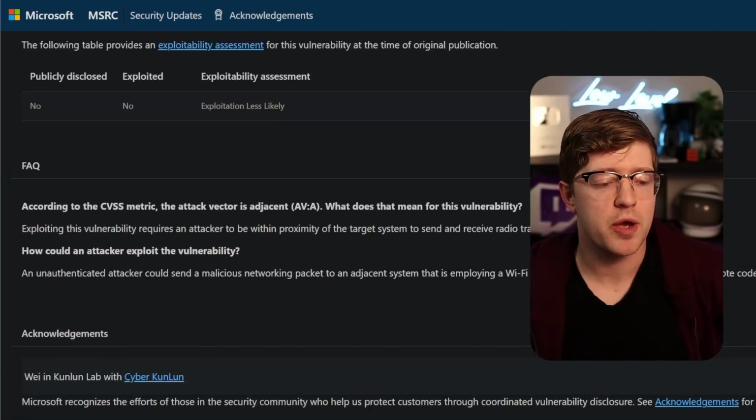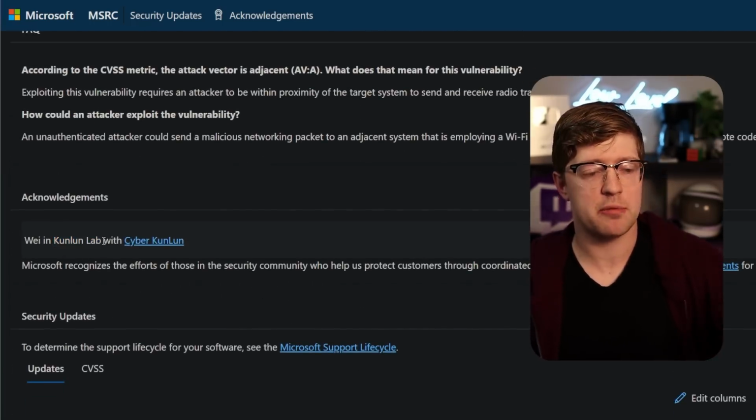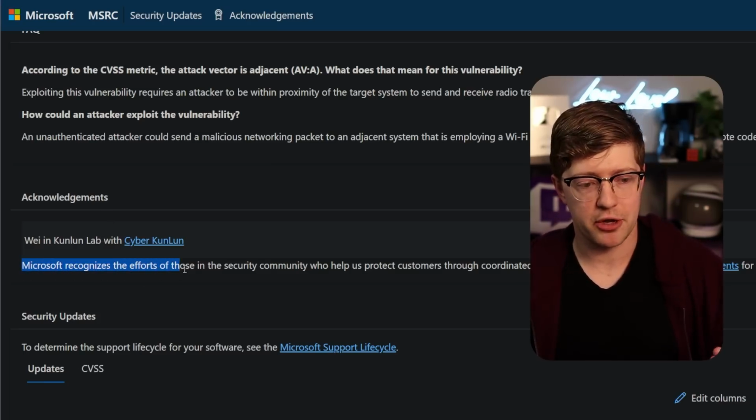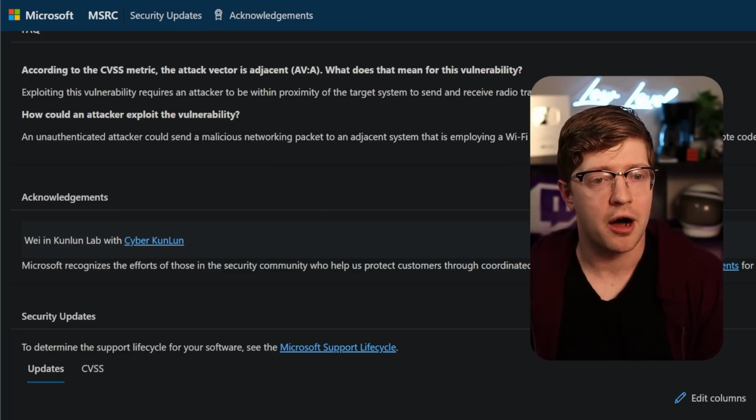Again, they don't go into any detail about this bug other than the fact that it was found by Kunlun Lab, which is a cybersecurity research lab, I believe, in Beijing, China. And Microsoft said, hey, thanks for finding the bug, I appreciate it, which means I'm assuming these guys reported it to Microsoft. So good on them, right?